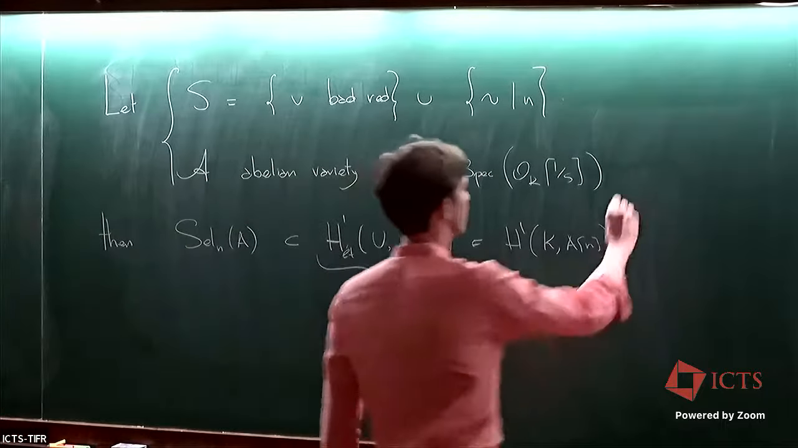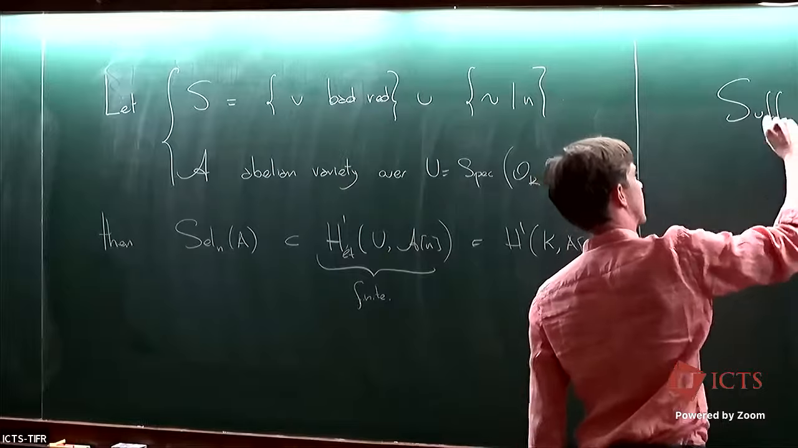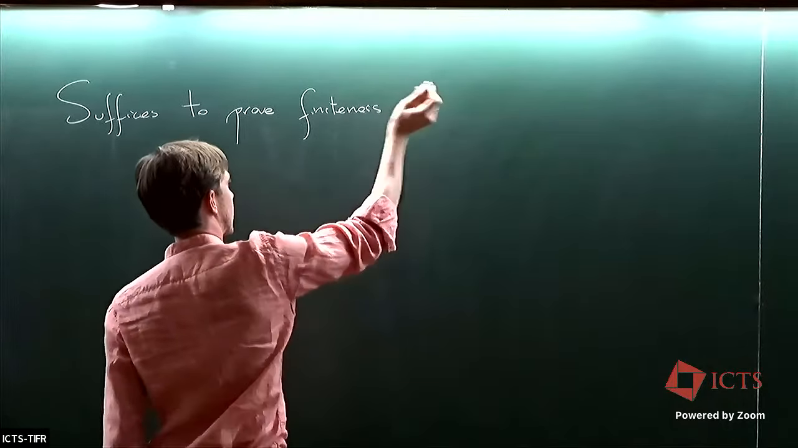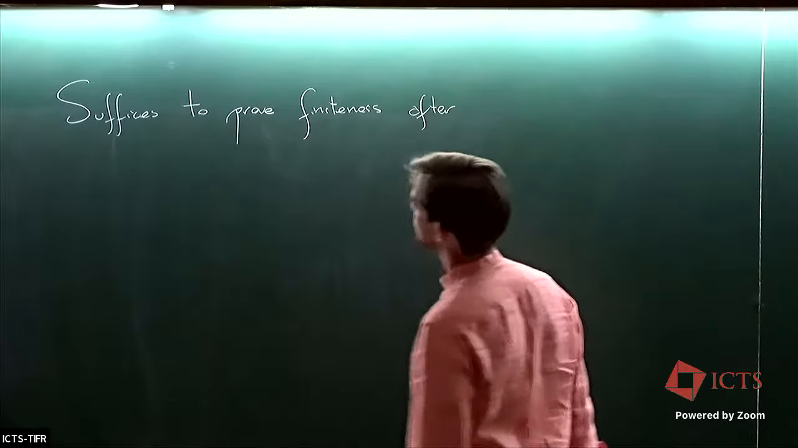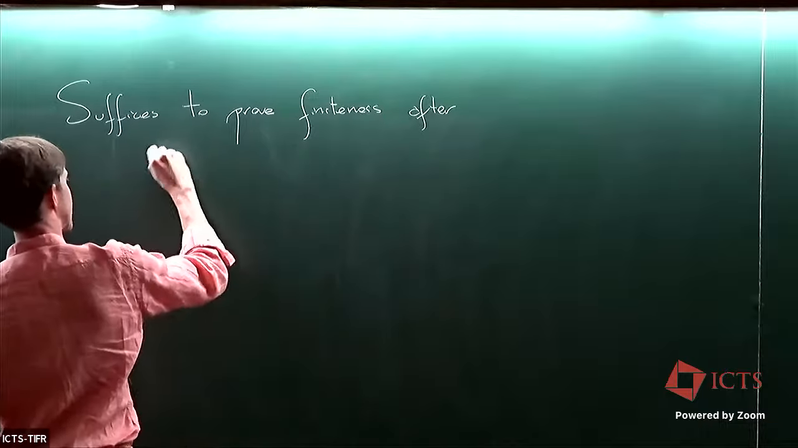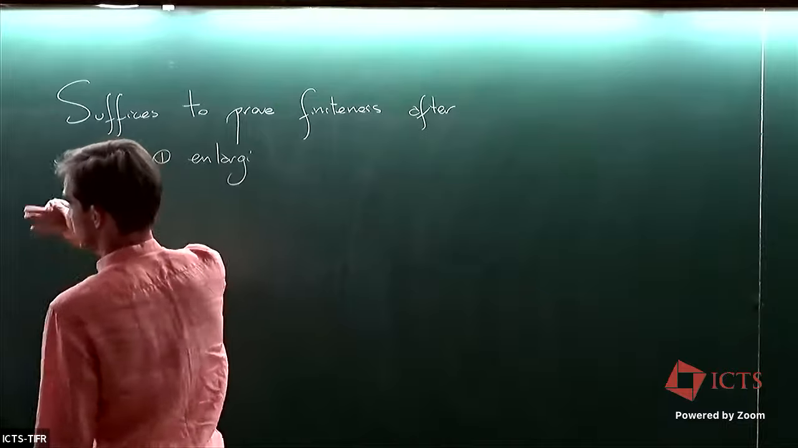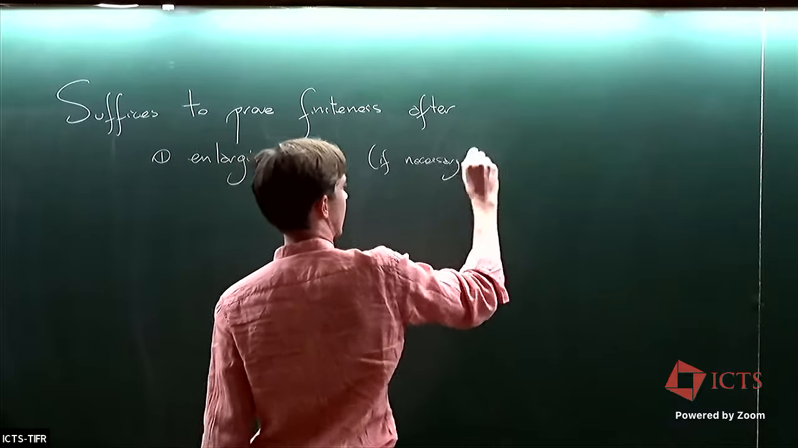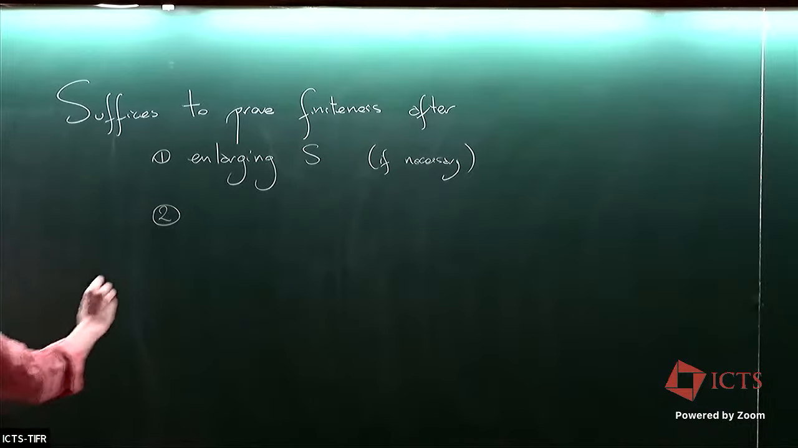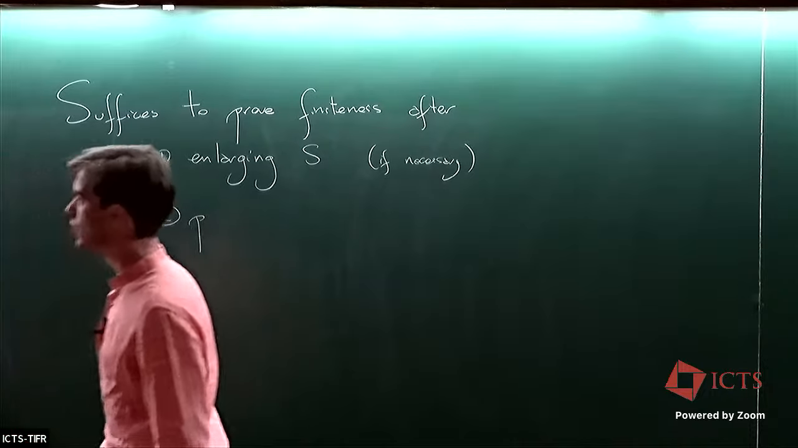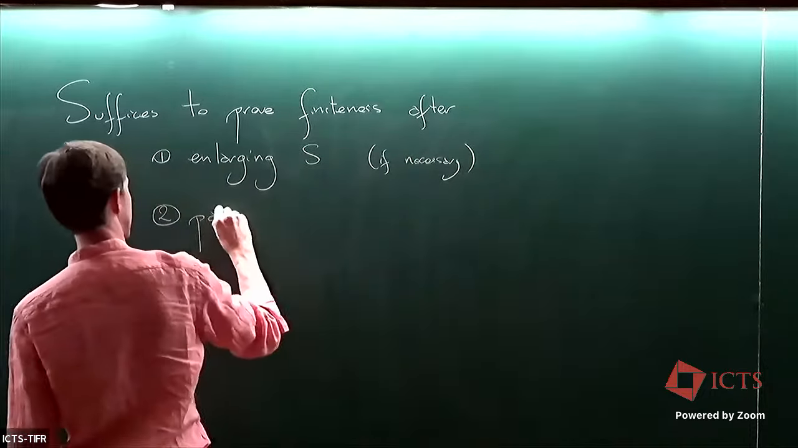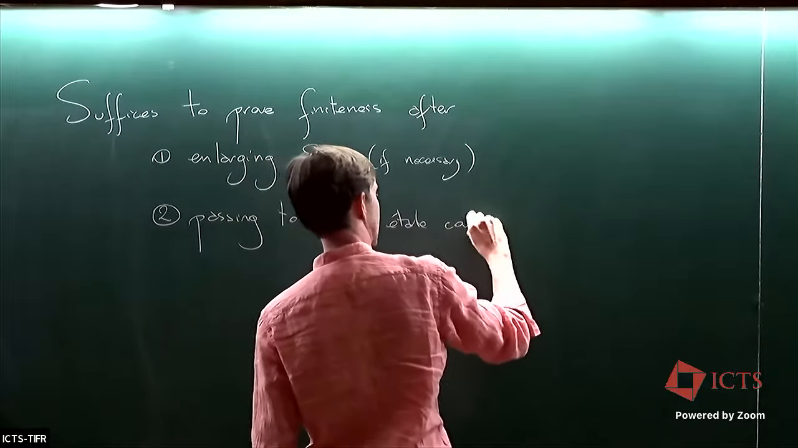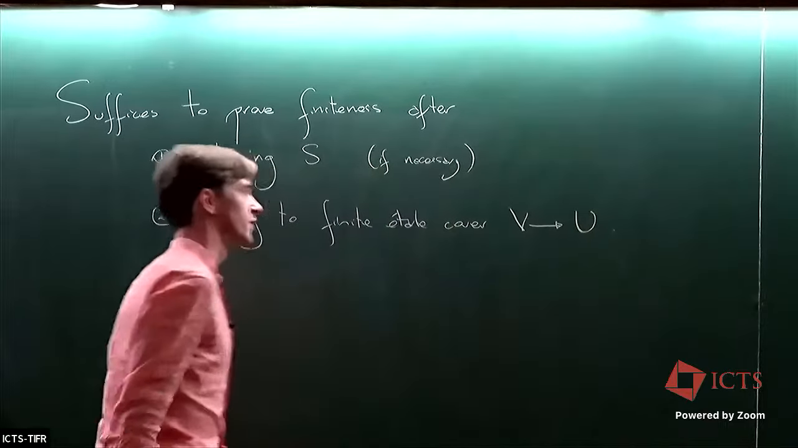All right, now, in fact, it suffices to prove finiteness after allowing ourselves to do two types of operations. The first is I allow myself to enlarge the set S if I need to another finite set that contains it, if necessary. And I also allow myself to prove this finiteness, where instead of proving it over U, I allow myself a finite étale base change. So passing through some finite étale cover V over U. Yeah? The first one is kind of clear.